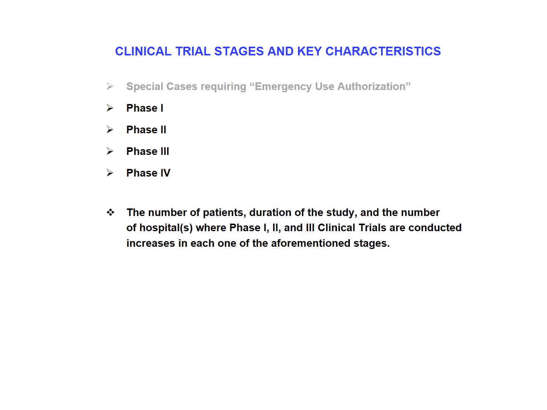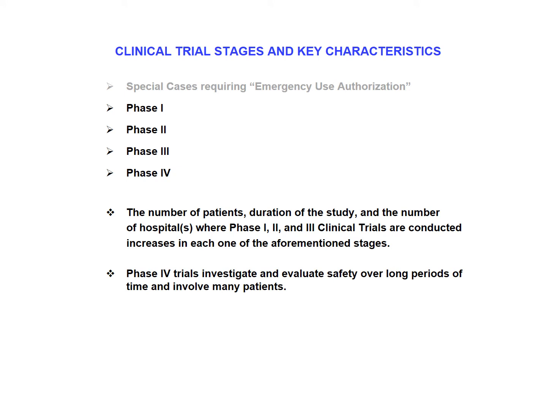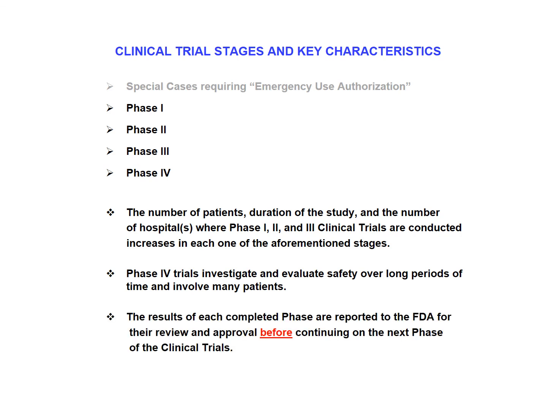The number of patients, duration of the studies, the number of hospitals where phase 1, 2, and 3 clinical trials are conducted increases in each one of the aforementioned stages. Phase 4 trials investigate and evaluate safety over long periods of time and involve many patients. The results of each completed phase are reported to the FDA for their review and approval before continuing on the next phase of the clinical trials.